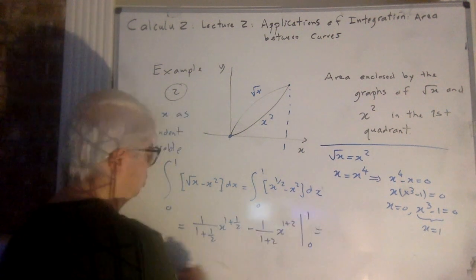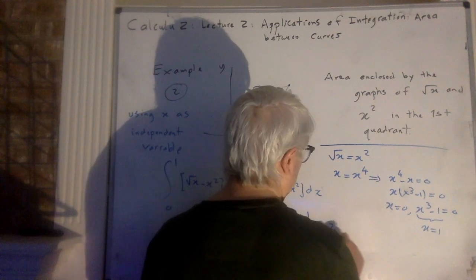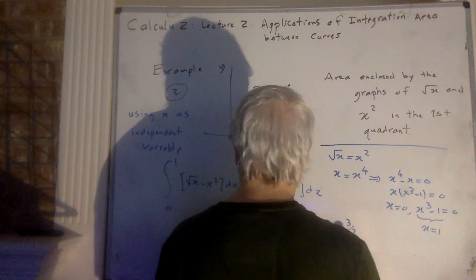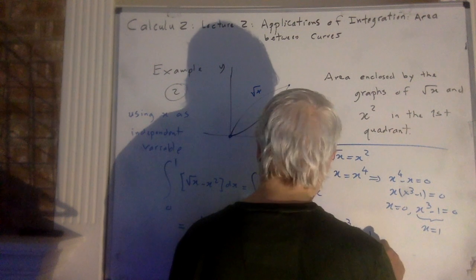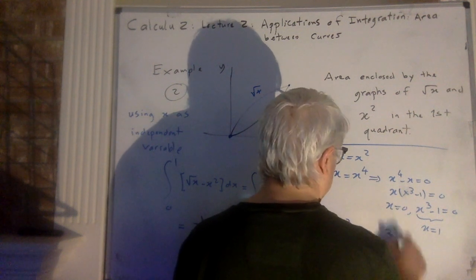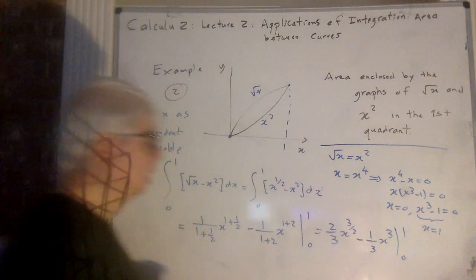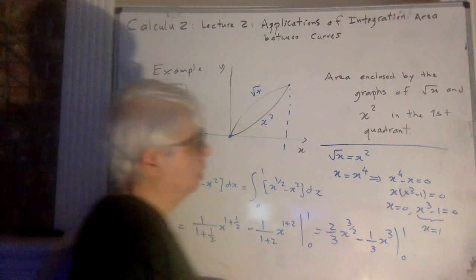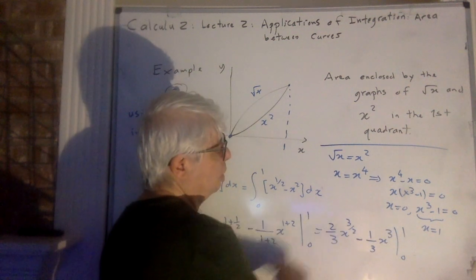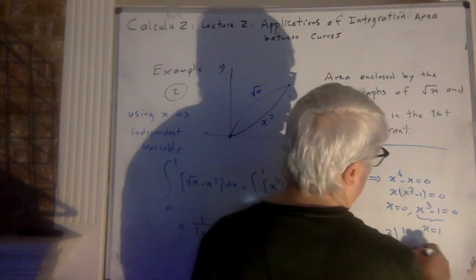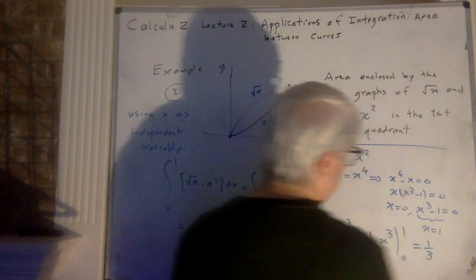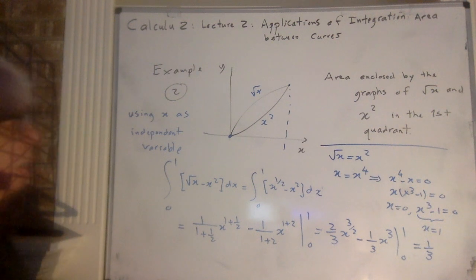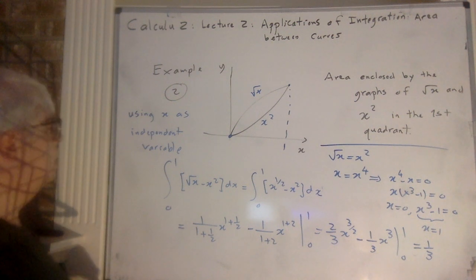So this is 2/3 x^(3/2) minus 1/3 x^3. For 1 this is 2/3 minus 1/3, that's 1/3, and for 0 it's 0. So the answer is 1/3. So that was using x as independent variable.